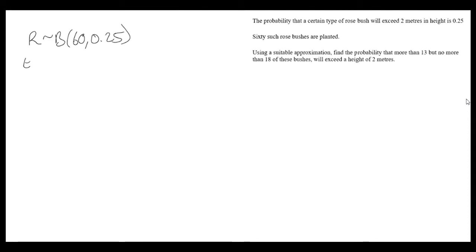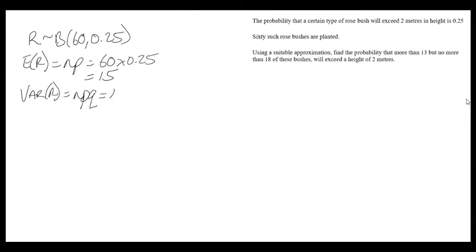I'm going to approximate, so I need to find the expectation and the variance. Expectation is np. In this case, we get 15. The variance is npq, so I've already got my 15 for np. I'll multiply that by q, which is 0.75. 15 times 0.75 gets us 11.25. Okay, so that's enough for me to specify the normal distribution. X is going to follow a normal, where the mean is 15, and the standard deviation is root 11.25. And I'm going to write it in the form root 11.25 squared.